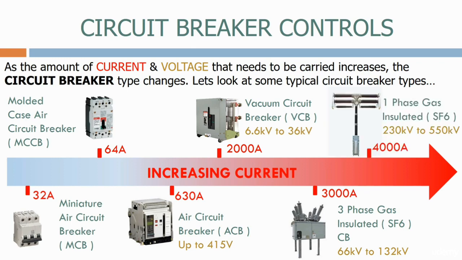Finally, we have the highest rated circuit breaker we can buy, which is the single-phase gas-insulated circuit breaker. These are used on system voltages from 230 kV to 550 kV and a current rating of up to 4000 amps.